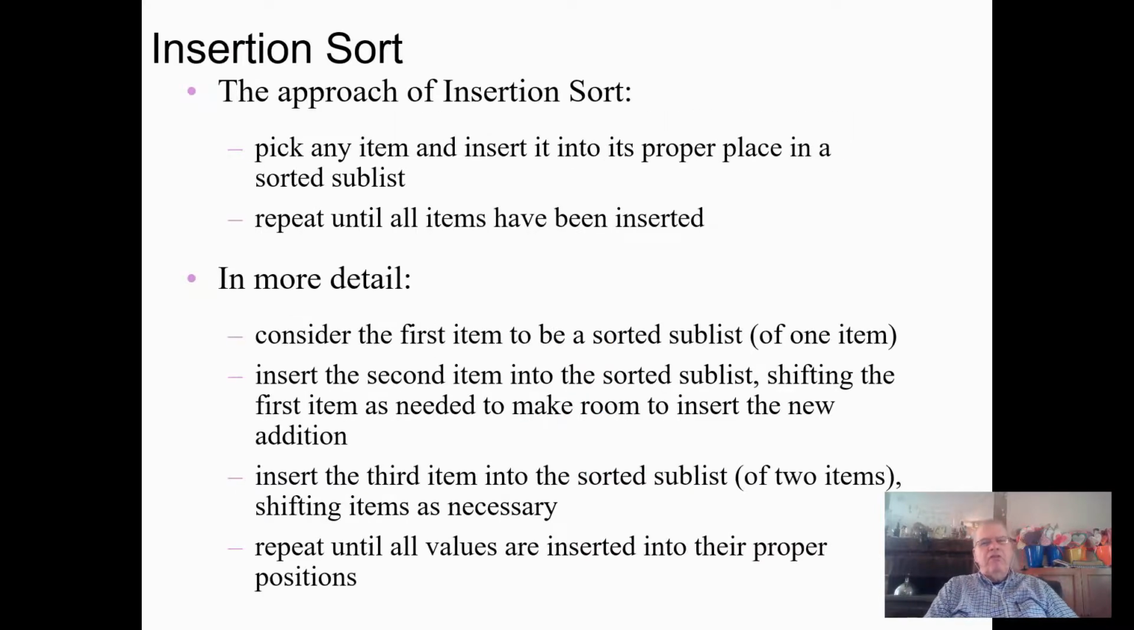So then there's insertion sort, the second type. In this case, we pick any item and insert it into the proper place in a sorted sublist. In other words, we start out assuming that the first element is sorted, which it is because it's only one element. And then we take the second element and we put it in the proper place, either before or after. And then those 2 elements are sorted. And then we take the third element and put it into its rightful place, either in the middle or before or after.